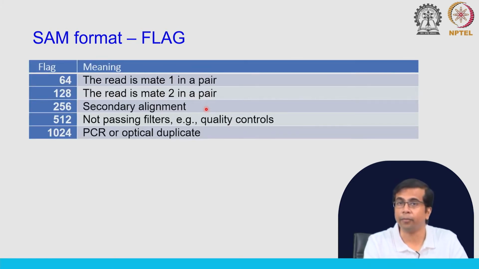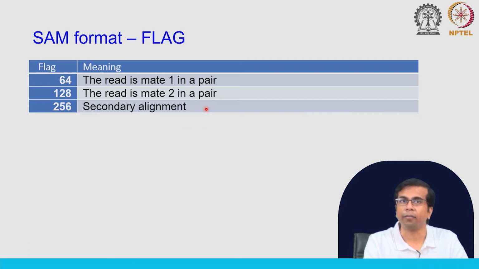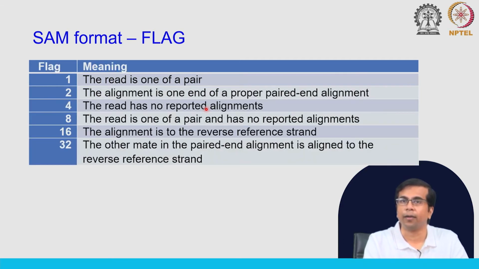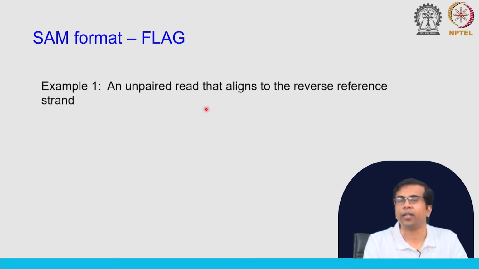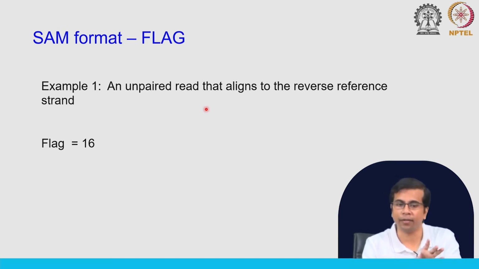Okay. So, this is unpaired data, right. So, you will not apply any of these paired end data flags, right. It aligns to the reverse reference strand, so the only thing you can see is 16. Okay. So, that would apply, this will apply to single end data as well, and the flag is 16. Okay. So, you can try this yourself, you can go back and see the table, right. I am not seeing this in front of me.